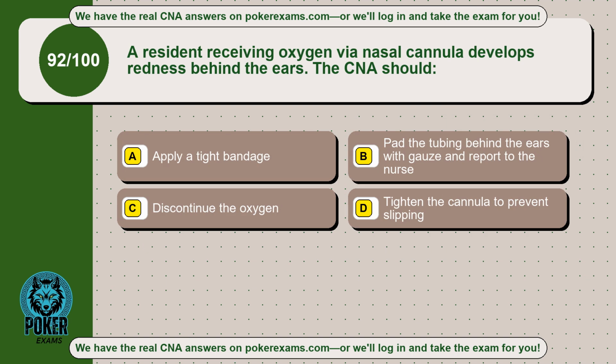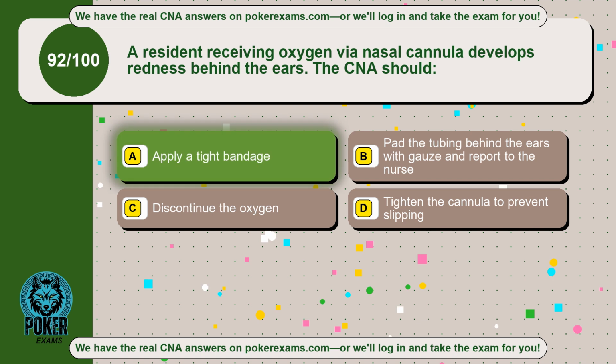Question 92. A resident receiving oxygen via nasal cannula develops redness behind the ears. The CNA should: Option A, apply a tight bandage. Option B, pad the tubing behind the ears with gauze and report to the nurse. Option C, discontinue the oxygen. Option D, tighten the cannula to prevent slipping.